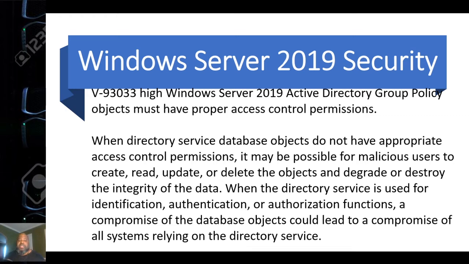Vulnerability 93033, it's a high. Windows Server 2019 Active Directory group policy objects must have the proper access control permission. Once again, we're always on that least privilege. When the directory server database objects do not have appropriate access control permissions, it may be possible for malicious users to create, read, update, or delete the objects and degrade or destroy the integrity of the data. When the directory server is used for identification, authentication, or authorization functions, a compromise of the database objects could lead to a compromise on all systems relying on that directory service.